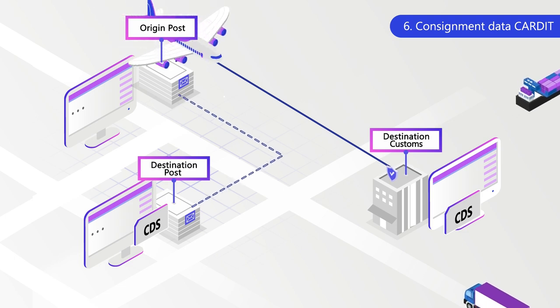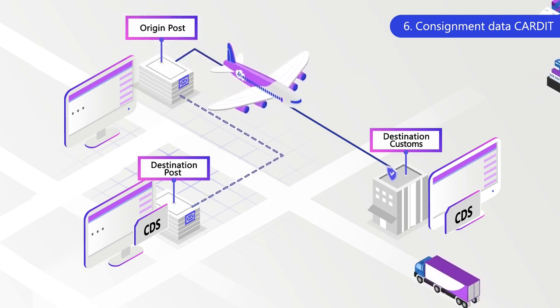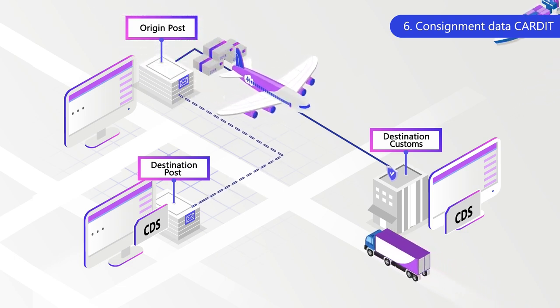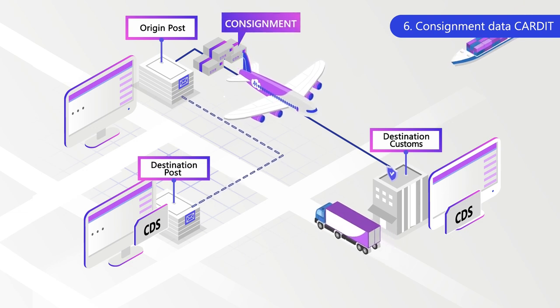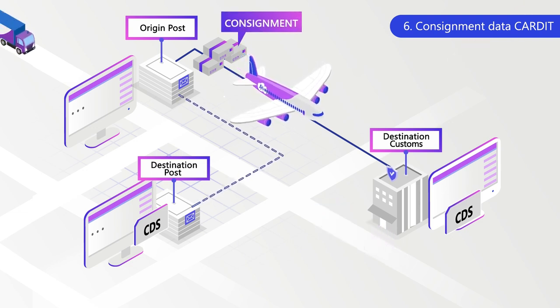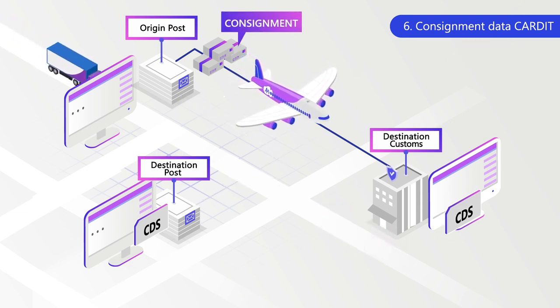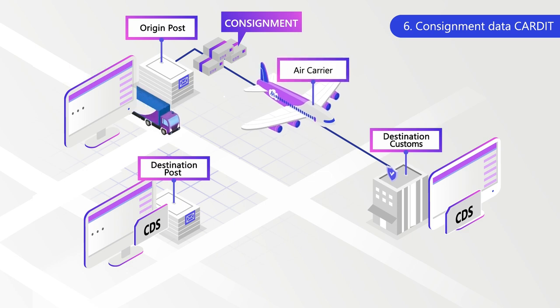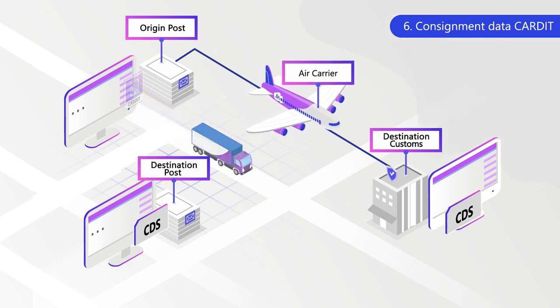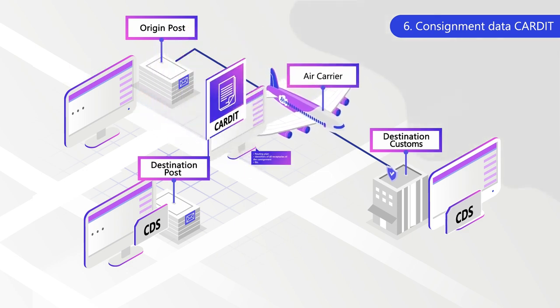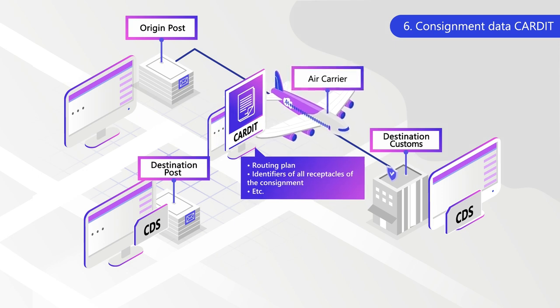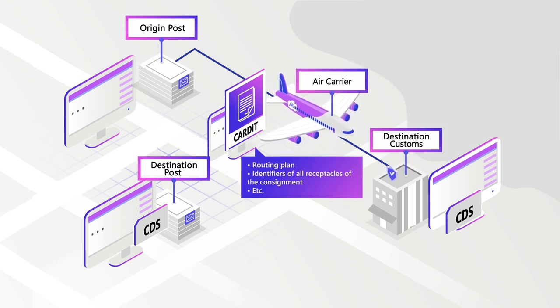Afterwards, the mail is handed over from the origin post to the carrier. All the receptacles that are transported together are grouped into what we call a consignment. The IPS used by the origin post sends the information about the consignment to the carrier in a message called CARDIT, which contains the routing plan and the identifiers of all receptacles of the consignment.